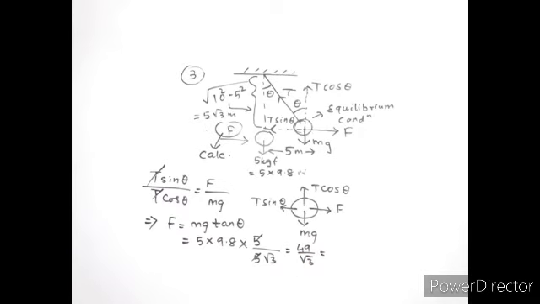Now we can just put the value of root 3 over there. So 49 divided by root 3, that is 1.732, gives me nearly 28.29 newtons. Okay, so let's move over to the next question.